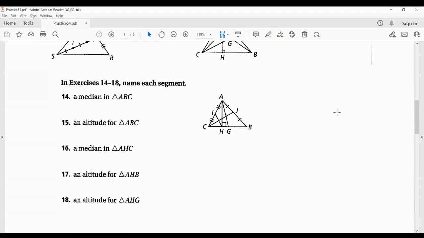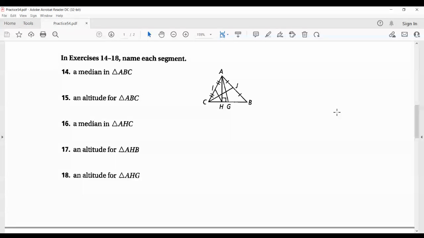Finally, down at the bottom, it asks us to name various segments. Again, a median goes from an angle to the midpoint of the opposite side. On number 14, they're looking at the big triangle ABC. The only segment that goes from an angle to a midpoint of one of those sides would be CJ. So CJ is the median. An altitude starts at an angle and it's perpendicular to the opposite side. This one's going to be AH.